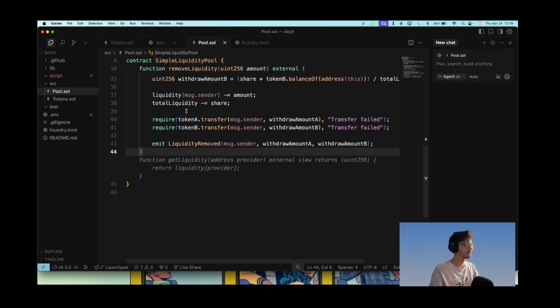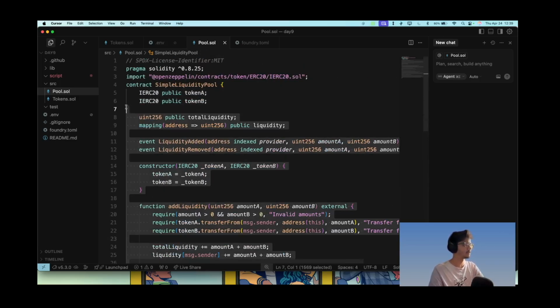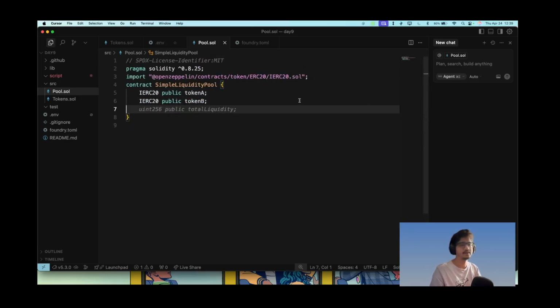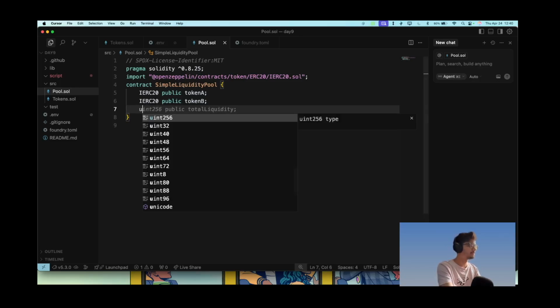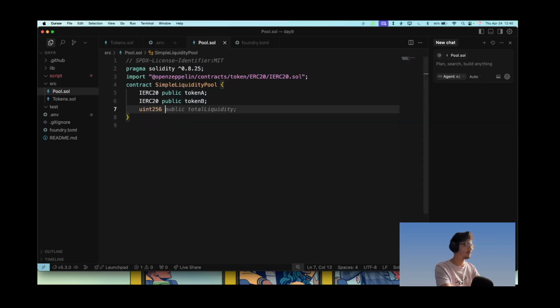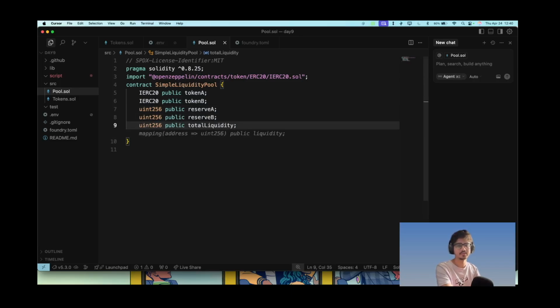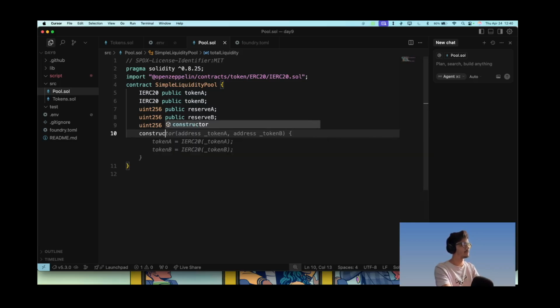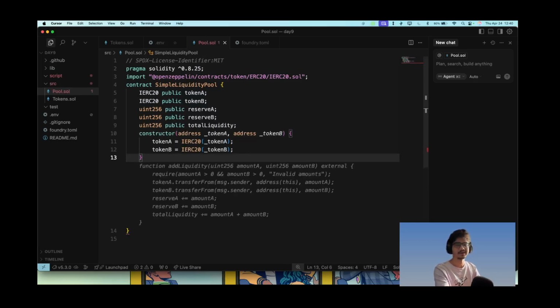Oh damn, this wrote everything. Let's get it out. Okay, and now we'll need the uint256 public reserveA and reserveB, and then the total liquidity here. Okay, now the constructor will give us the addresses of token A and token B, which we will pass here.